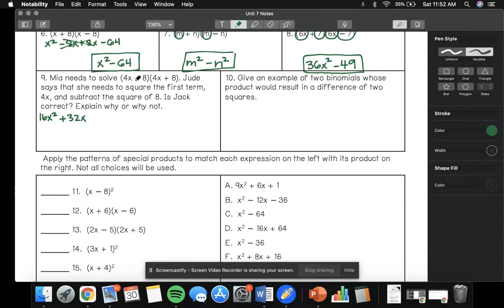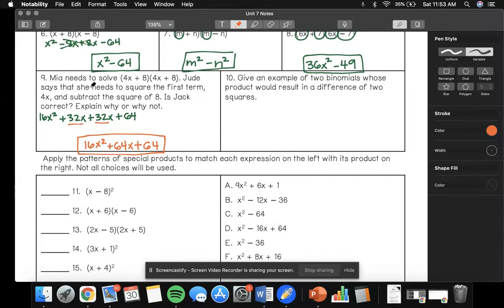Okay. Then I'm going to do 8 times 4x and 8 times 8. Okay. So simplified, I would get 16x squared. These do not cancel out. These add to it because we have two adding problems. So that's 64x plus 64.